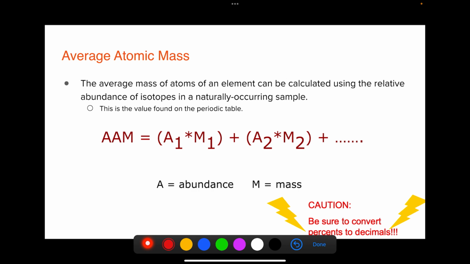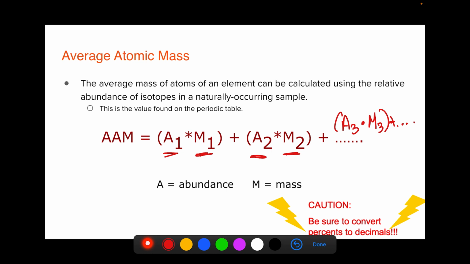This is just a weighted average equation. So the average atomic mass is going to be equal to the abundance of the first isotope times its mass, plus the abundance of the second isotope times its mass, plus the abundance of any additional isotopes times their masses. So if you're dealing with a sample with only 2 isotopes, you would do this for each isotope. If you had more, you could add an A3 times M3, and so on and so forth for however many isotopes you need.